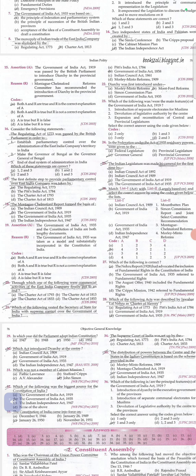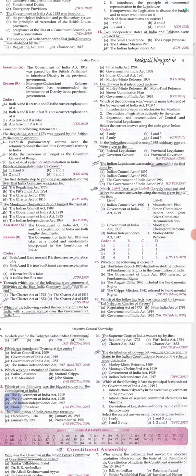Match List 1 (Act) with List 2 (largely based on) and select the correct answer by using the codes given below the lists. List 1: Indian Councils Act 1909, Government of India Act 1919, Government of India Act 1935, Indian Independence Act 1947. List 2: Morley-Minto Reforms, Montagu-Chelmsford Reforms, Simon Commission Report and Joint Select Committee Recommendation, Mountbatten Plan.